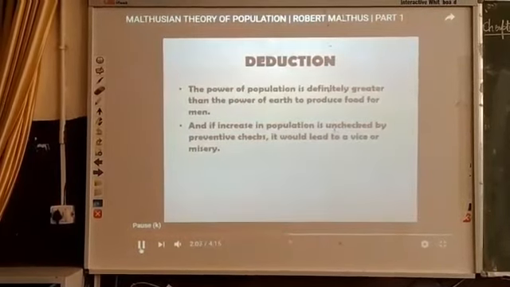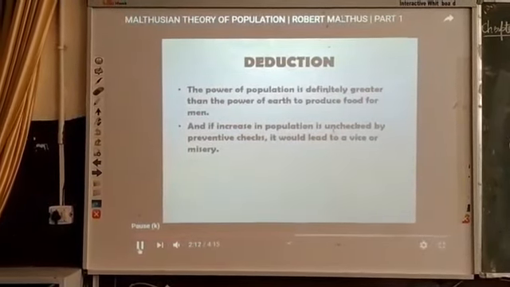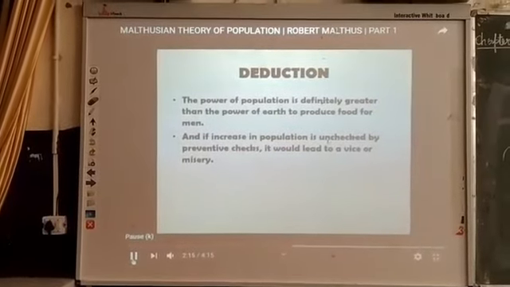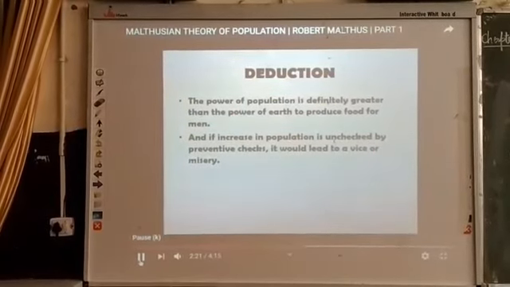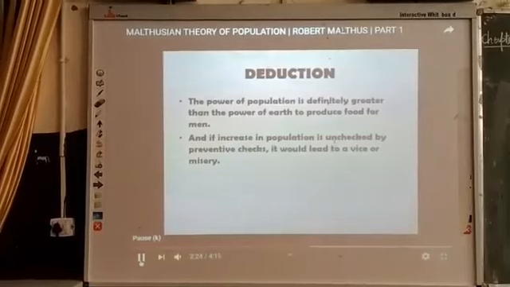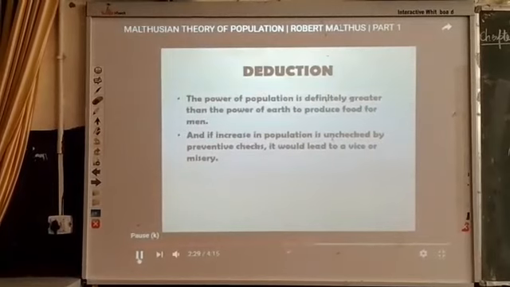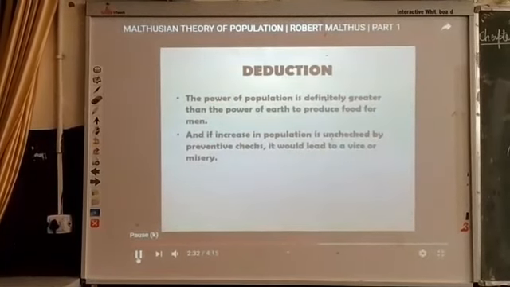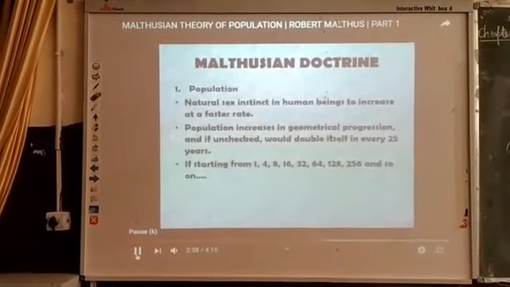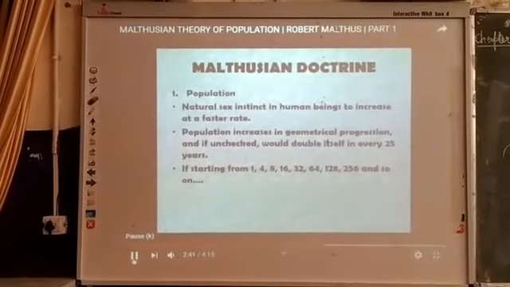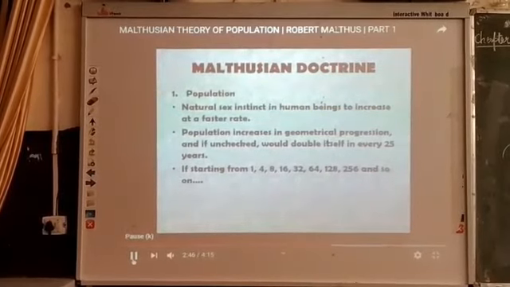Next we have deductions of the theory, that is, what we already knew about the theory. The first one is that the power of population is definitely greater than the power of earth to produce food for man. And if the increase in population is unchecked by the preventive checks, which we will discuss later, it would lead to vice or misery. Next we have Malthusian doctrine. The theory is based on two doctrines. Robert Malthus took two doctrines as the base of his theory.